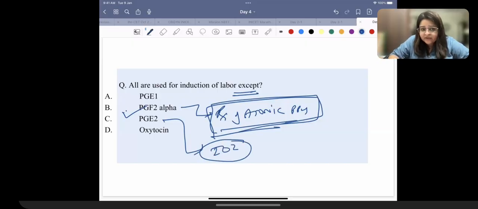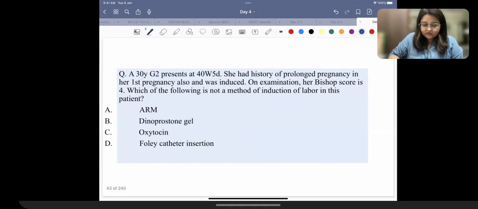So it's easy to remember. PGE1 is the one which has many, many uses. A 30-year-old G2 presents at 40 weeks, 5 days. She has a history of prolonged pregnancy in her first pregnancy also and was induced. On examination, her Bishop score is 4. Which is not a method of induction of labor in this patient?